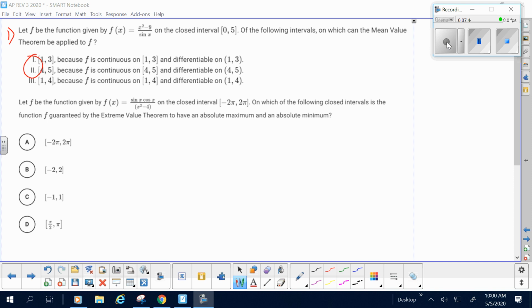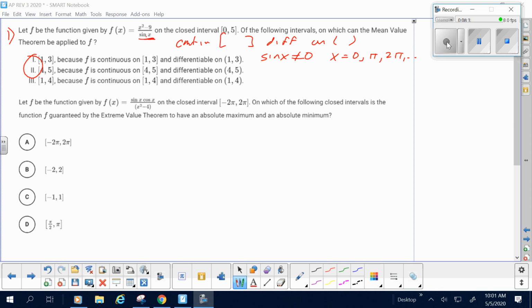So for the mean value theorem to apply, it must be continuous on the closed and differentiable on the open. All right. Now, continuous would be a problem here in this case because sine cannot equal 0, or else we get a 0 in the denominator and a vertical asymptote. So we're probably going to have problems at 0 and pi and 2 pi and so on. That's our discontinuities, our continuity problems.